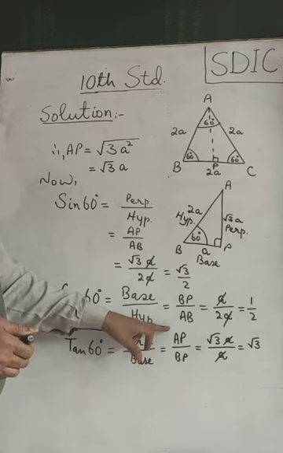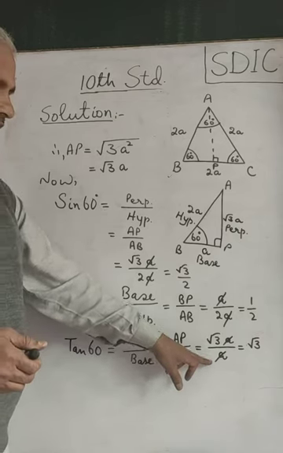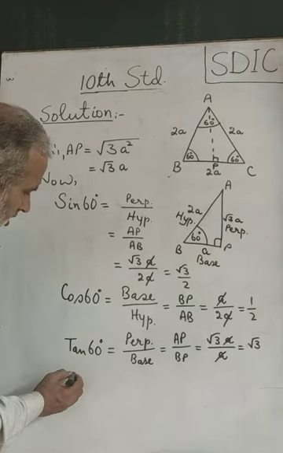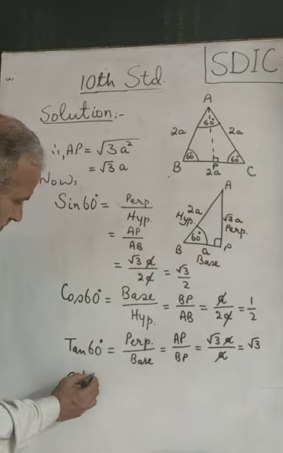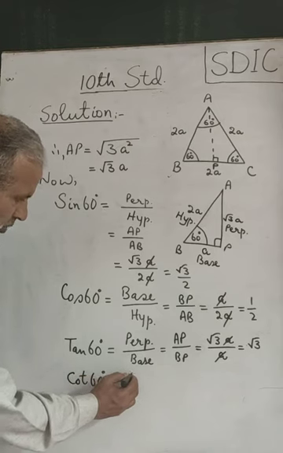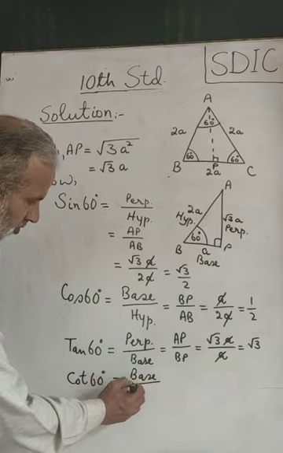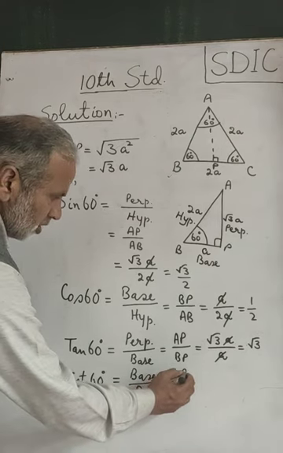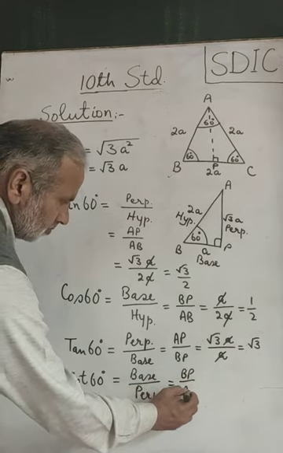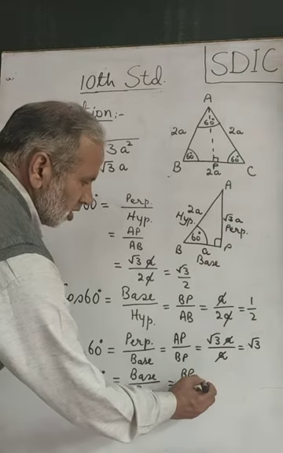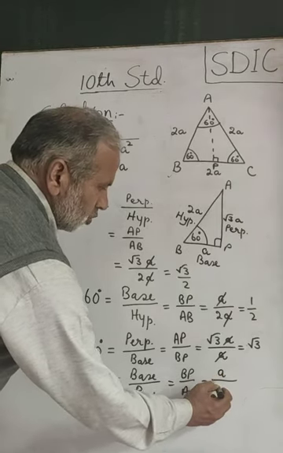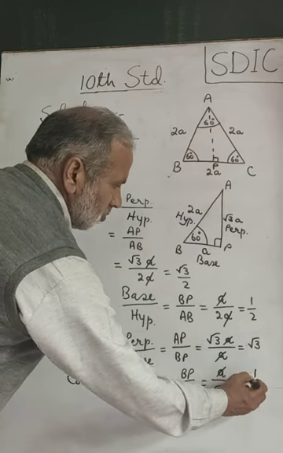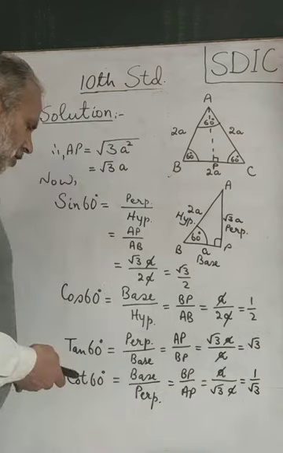BP will be shifted to the numerator, AP will go to the denominator. Accordingly, the values will be shifted. You will get 1 by root 3. Cot 60 is base by perpendicular, the reciprocal of tan. It is BP by AP. So the values are A by under root 3A. Again A cancels, 1 by under root 3. This is the value of cot 60.